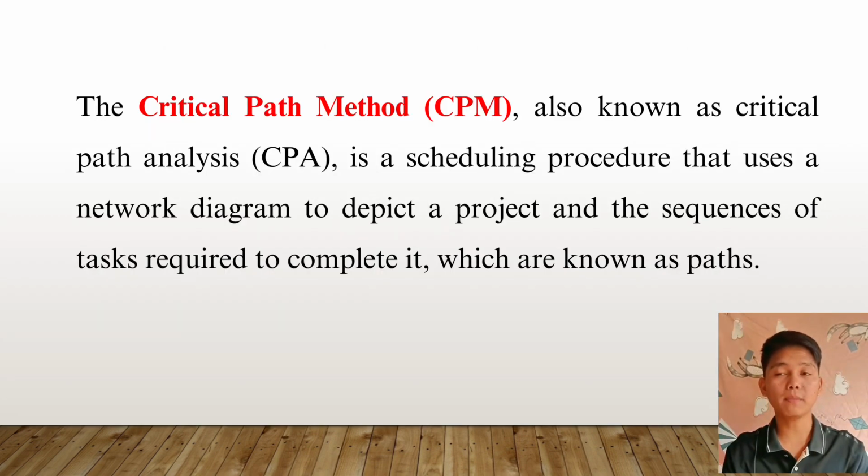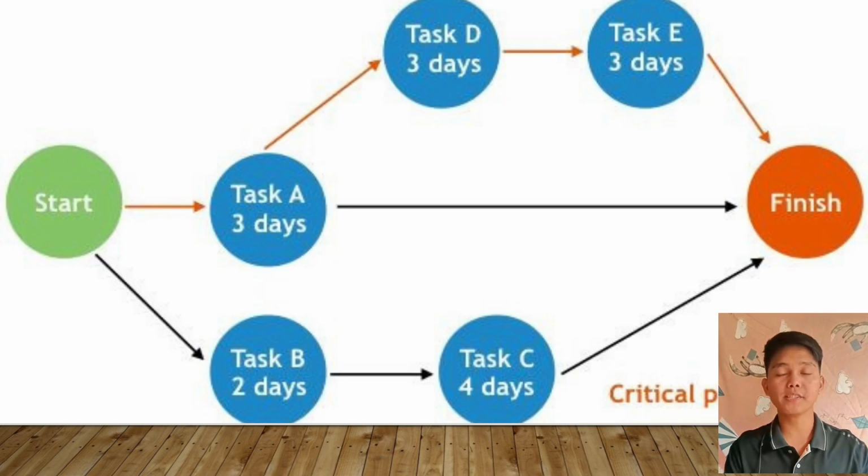So the critical path method or CPM is also known as the critical path analysis or CPA. It is the scheduling procedure that uses a network diagram to depict a project and the sequences of tasks required to complete it, which are also known as paths. To understand the critical path, we have here the chart, which has the color green as start and the color orange as the finish.